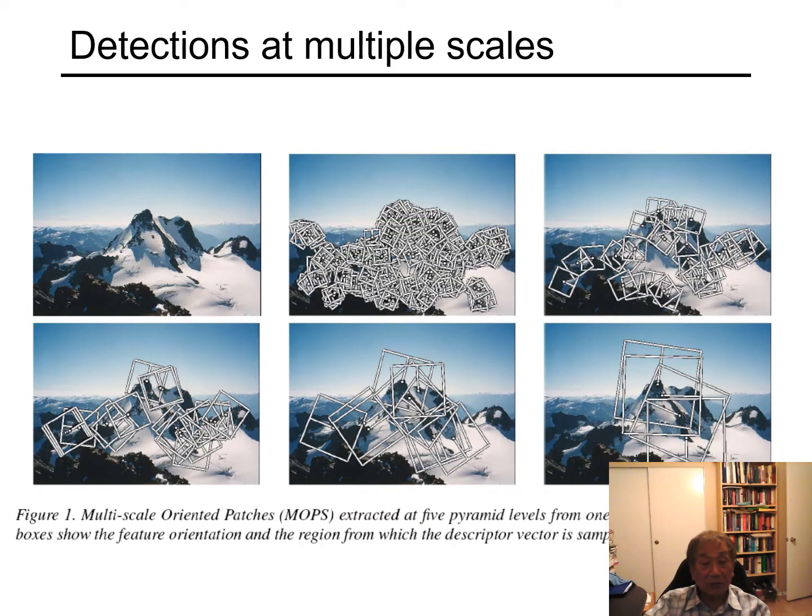Here you have the original mountain picture. You have multiple scales: a very large one, an even larger one, and an extremely large one. You can make different ones. Multiple scale and orientation, that's what MOPS is. With larger and smaller scales, that gives you the optimal or most satisfactory scale that you can work on.